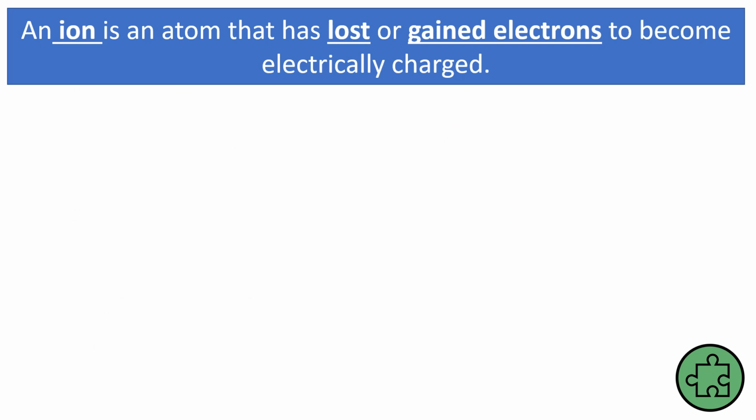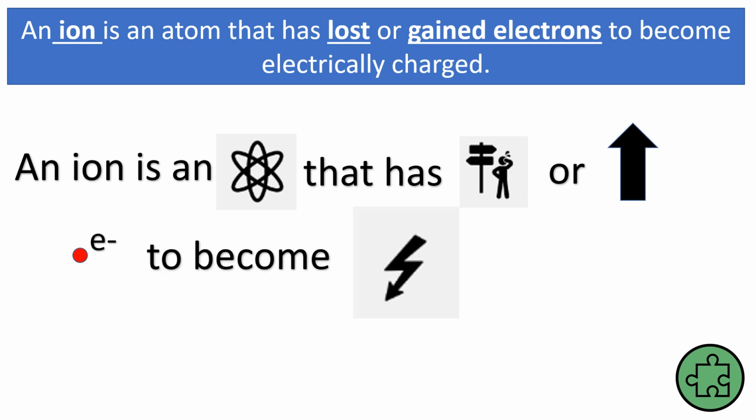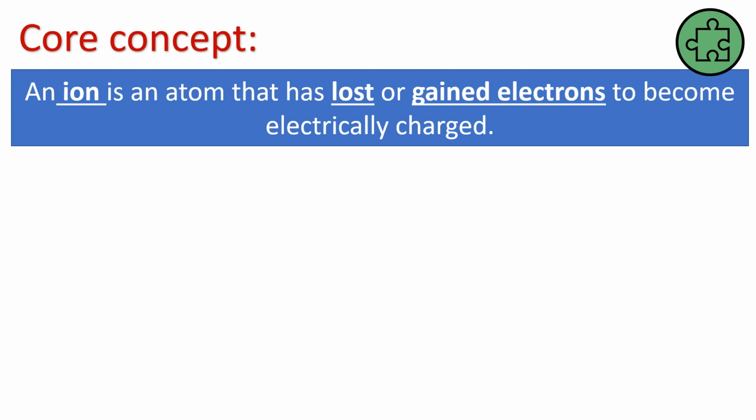An ion, then, is an atom that has lost or gained electrons to become electrically charged. Now, I did a bit of dual coding to help you with this. An ion is an atom which has lost or gained electrons to become electrically charged. If you like dual coding, that might help. If you don't like dual coding, don't worry about it. So here's our core concept then. An ion is an atom that has lost or gained electrons to become electrically charged.